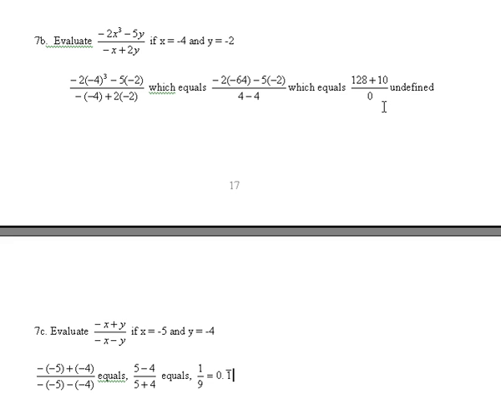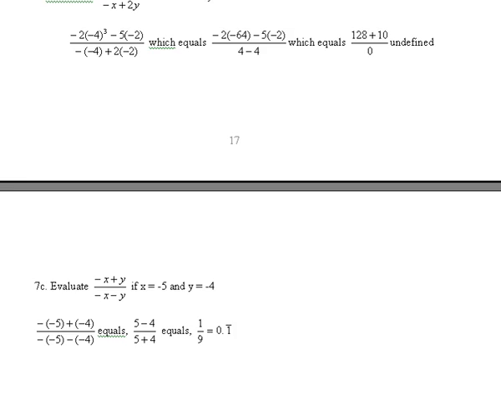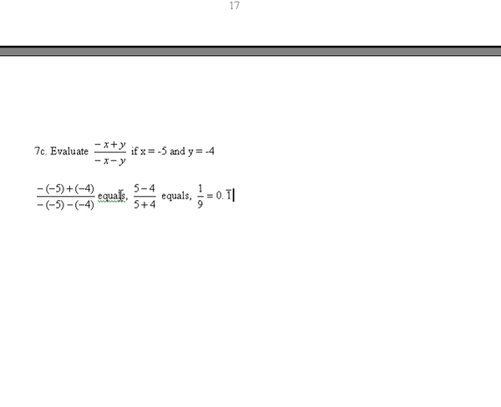Well, this ends up giving us a division by 0 here, and division by 0 is undefined, so that's actually the right answer to this problem, is undefined. Let's do this one. On this problem, we're evaluating this expression when x equals -5 and y equals -4. So it would be minus x, so minus what's x? A -5 plus y, which is a -4, over minus x minus a -5 minus y, which is a -4.